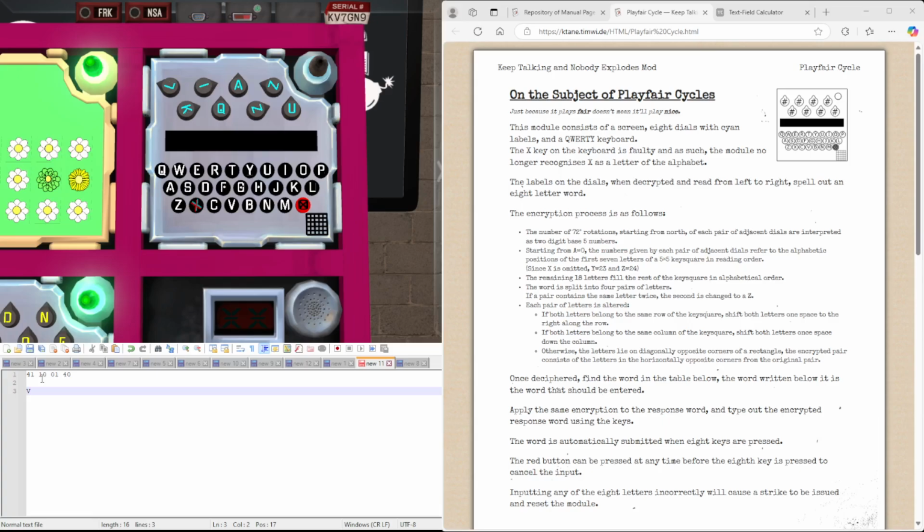That's just 5. So F. That's 1, so B. And that would be 20, so U. There's each pair. So you then have the in-between ones.